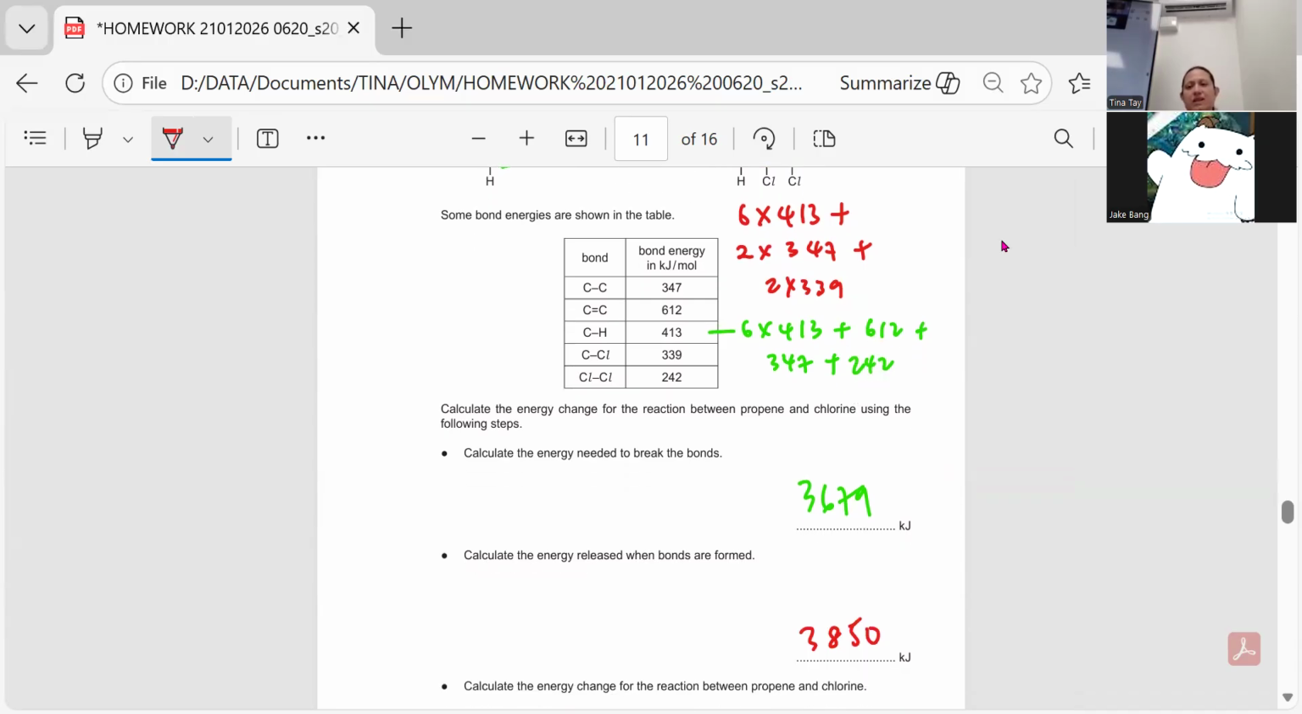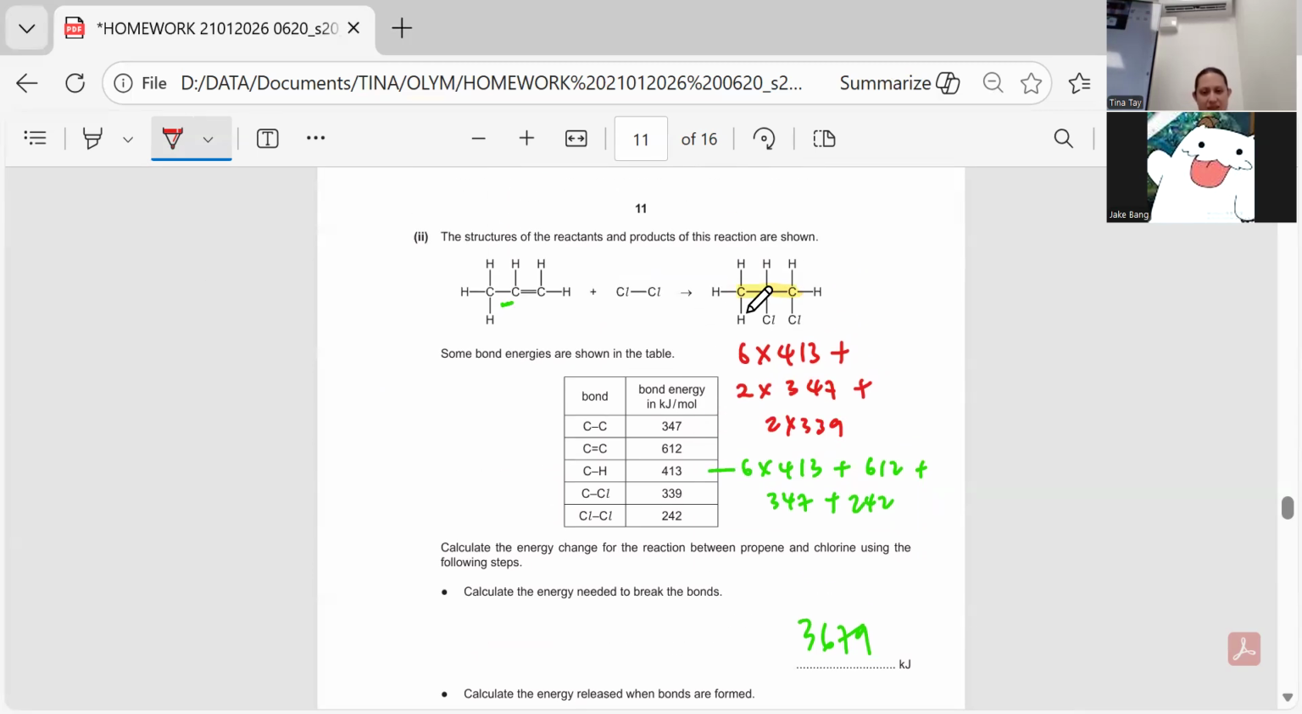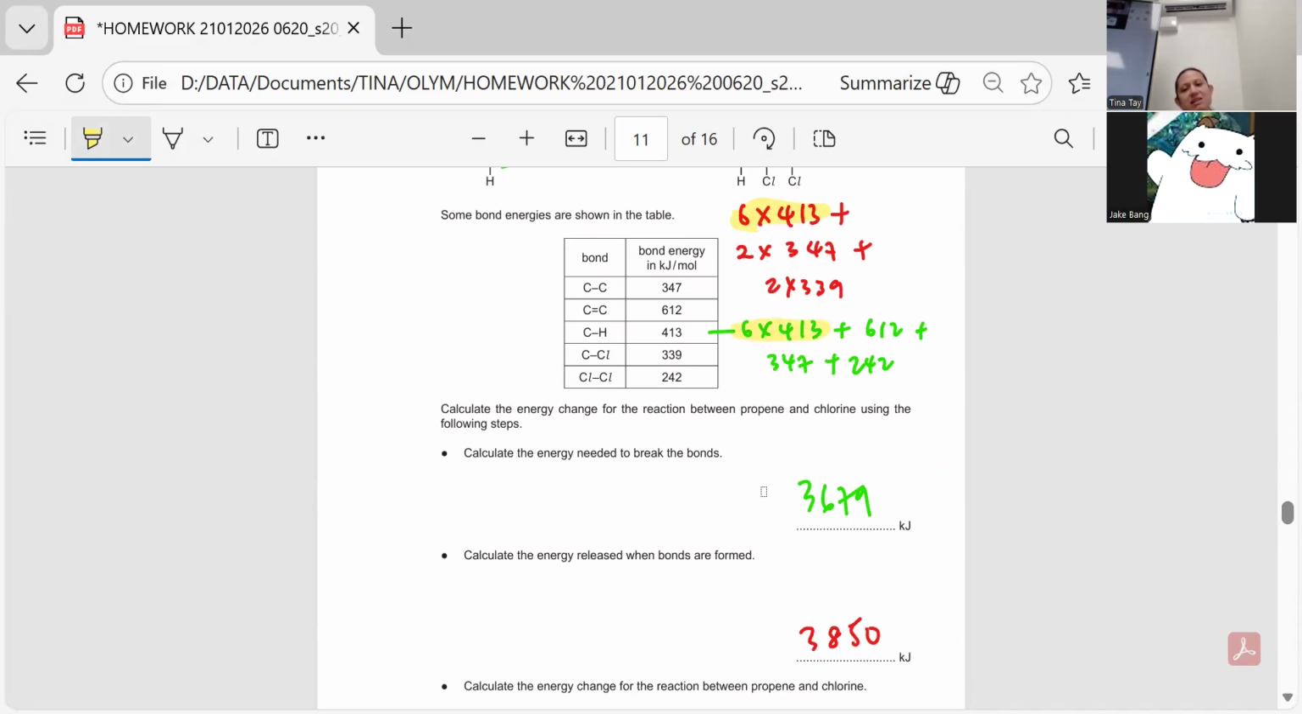How do they get the other answer? You just don't count the bonds that didn't change. So you don't count this one, you don't count this one, same one. You don't count this one, you get the same answer. You understand?